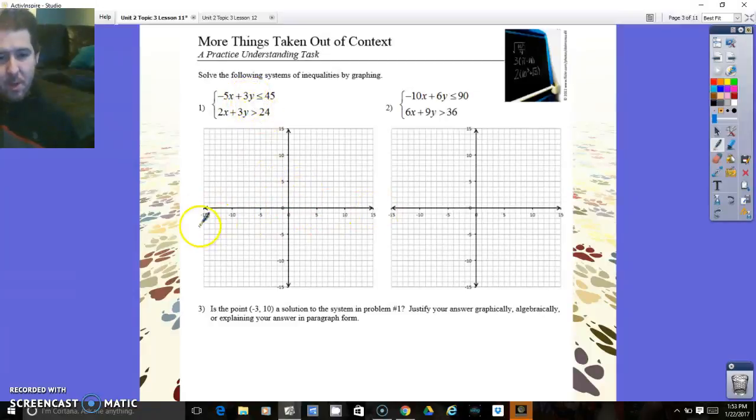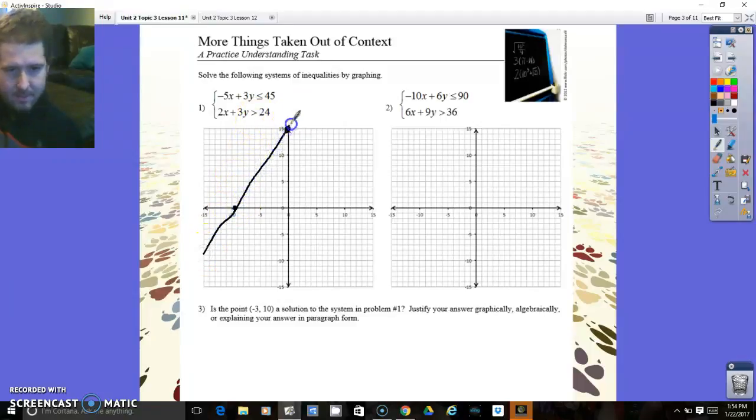The x-intercept, we know, has a y of 0, has a height of 0. So if this is 0, 45 divided by negative 5 is negative 9. So the x-intercept is negative 9. And if the x is 0, that means it's the y-intercept. 45 divided by 3 would be 15. Right there. Okay, so it's going to be a solid line.